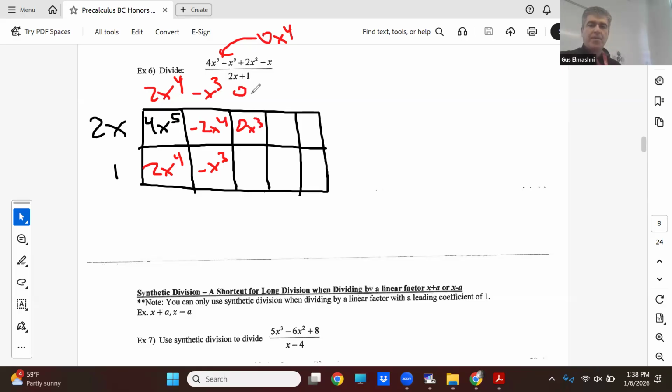So it'll be 0x squared, and that's 0x squared down here, times 1. You want 2x squared. What do you add to 0x squared to get the 2x squared? 2x squared. So what do you multiply 2x by to get 2x squared? x. So that's x. And lastly, you have negative x. That's an x. So what do you add to x to get the negative x? Negative x.